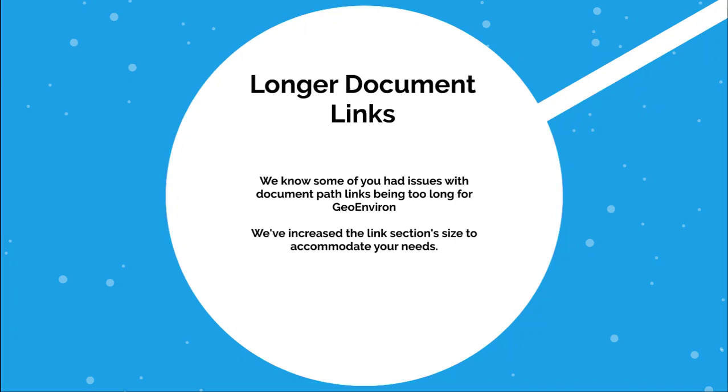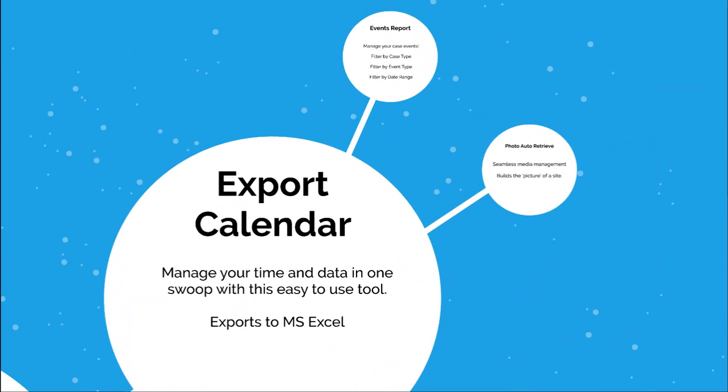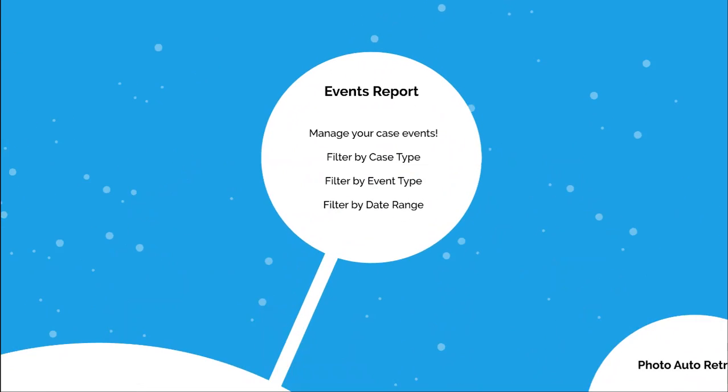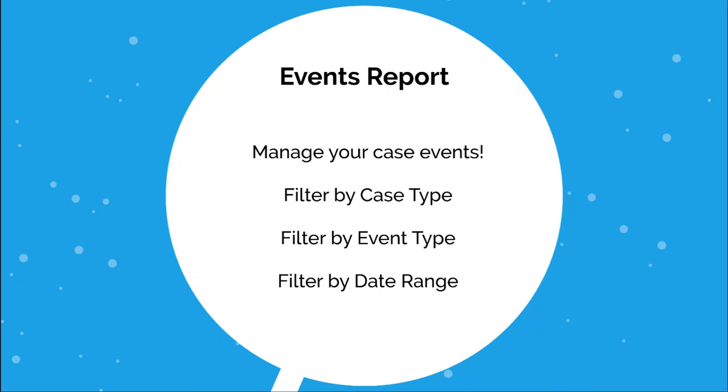Longer document lengths. As I say again, people were saying that they were having some issues previously with not being able to link certain things to GeoEnviron because of the document links, be that a document itself or perhaps a web link. So we've accommodated everyone and we've increased the size, and hopefully that will enable you to attach anything you'd like to GeoEnviron. The events report: manage your case events with a simple report. You can filter by case type, event type, date range, and we hope that you guys will really take on this report with the new version of GeoEnviron.